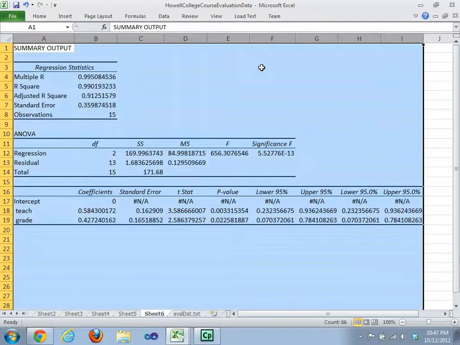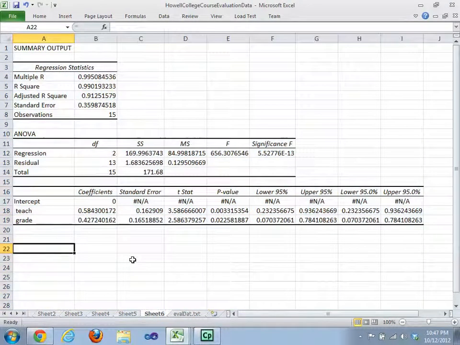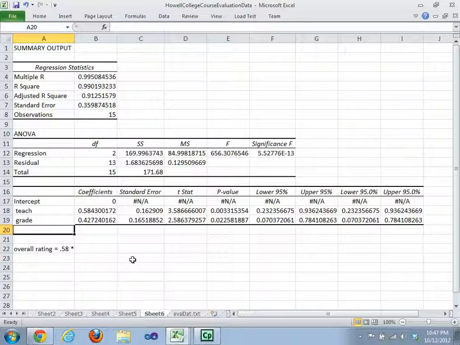So it looks like our equation is that the overall rating for an instructor is equal to 0.58 of the teaching rating. 58% of it is based on the teaching skills of the instructor, and about 42% of it is based on the grade that the student anticipates that they'll get.